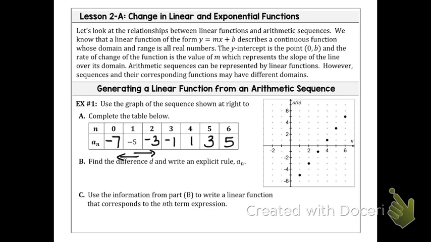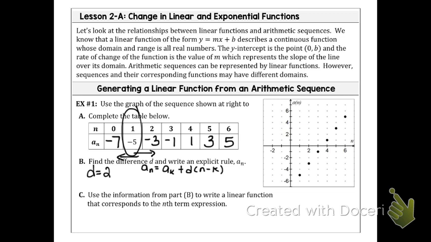So B says to find the difference, d, and write an explicit rule, a sub n. All right, so my difference is we're adding 2 each time, so it's going to be 2. Now the explicit rule, we really worked with that general rule a lot in 2.1. The explicit rule said that a sub n was equal to a sub k plus d times n minus k. So we just need to pick one of these other points. I'm just going to pick the first point when n is 1.